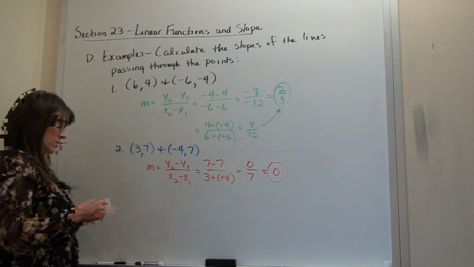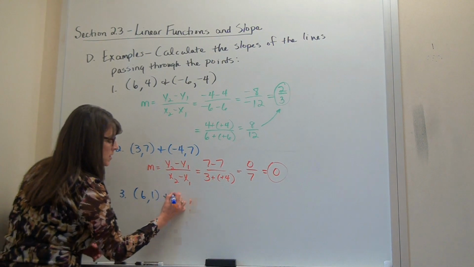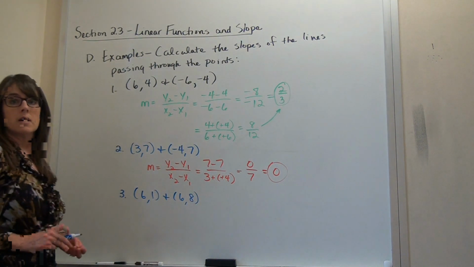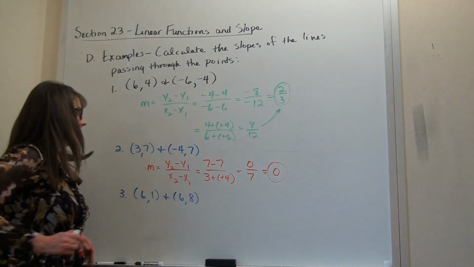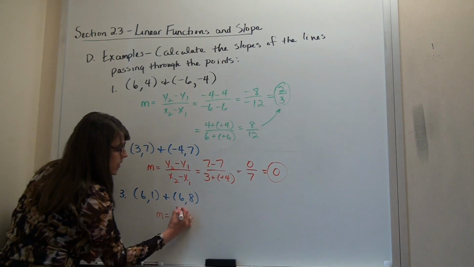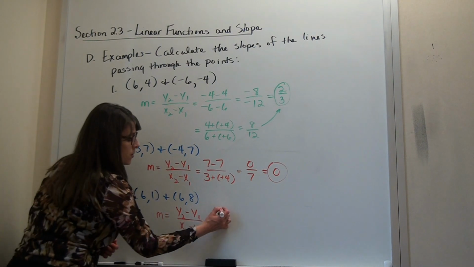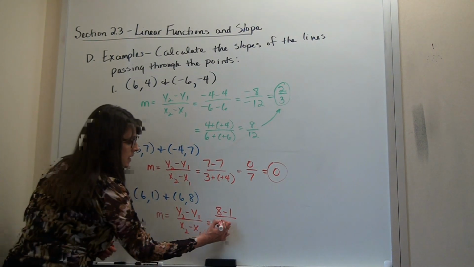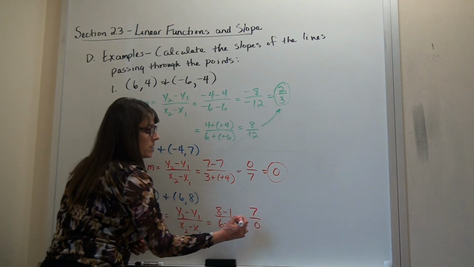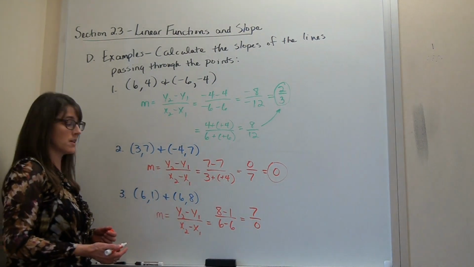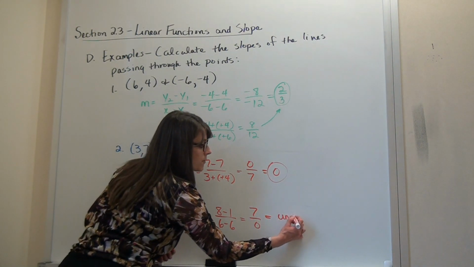Now, let's try another one. Let's go with (6, 1) and (6, 8). Yet again, I'm going to use my formula for slope, and I'm going to subtract my y's on the numerator and my x's on the denominator. So I'll choose 8 minus 1 on my numerator, and the denominators are the same. So I'm going to get a 0 on my denominator, and 8 minus 1 is 7. If I would have done 1 minus 8, I would have got a -7, but it kind of doesn't matter because I got a 0 in the denominator. When 0 is in the denominator, my answer is undefined.